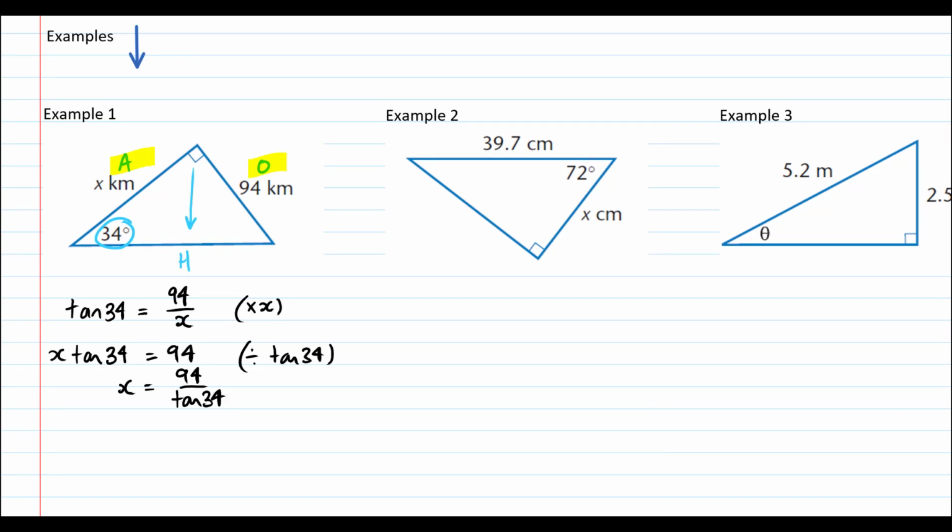I'll put this into my calculator very carefully to make sure that my calculator is set in degrees, and this will give me an answer of 139.36 kilometres. And this is reasonable. 94 is opposite the smaller angle because the sum of the triangle is 180 degrees. Therefore, this angle will have to be 56 degrees. So I expect x to be larger than 94, but not that much larger. So 139.36 fits the bill.